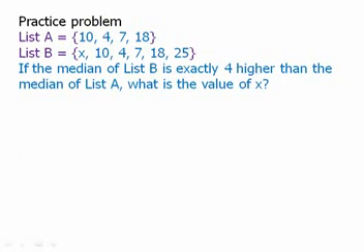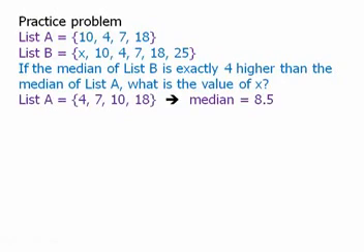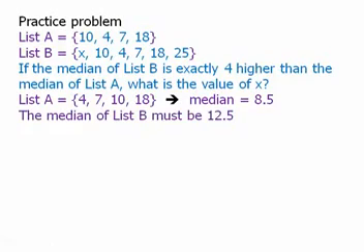Here's a practice problem. Pause the video and then we'll talk about this. Okay, the median of list B is exactly 4 higher than the median of list A. All right, so the very first thing we need to do is find the median of list A. We put the terms in order. The median is the average of 7 and 10, which is 8.5. That's the median of list A. The median of list B has to be 4 higher than this, so it has to be 12.5. That's 8.5 plus 4.